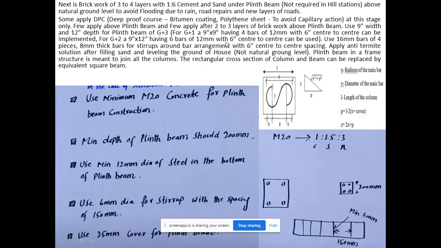Apply anti-termite solution after filling sand and leveling the ground of the house. Again, remember, I'm not referring to natural ground. After this, plinth beam in a frame structure is meant to join all the columns. The main function of plinth beam is to join all the columns such that they will not buckle and proper load transfer takes place. The rectangle cross section of column and beam can be replaced by an equivalent square beam also. So this is a concealed beam. In order to maintain proper spacing, this is called a concealed beam.